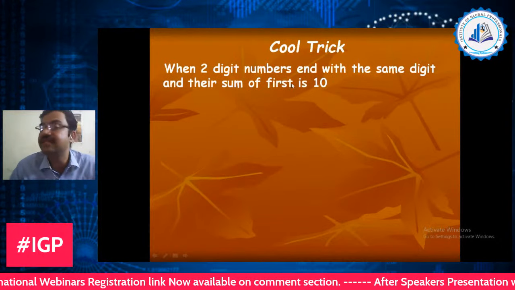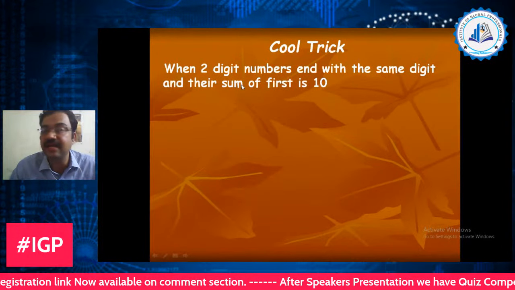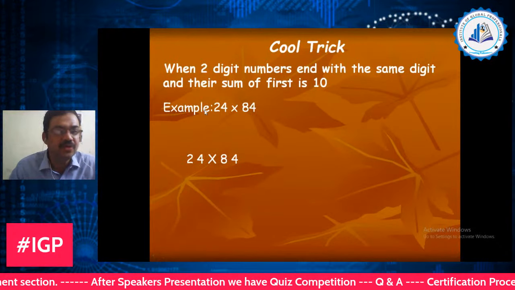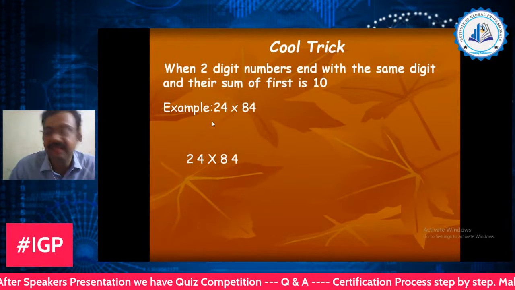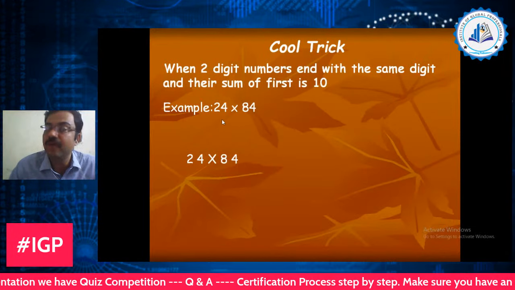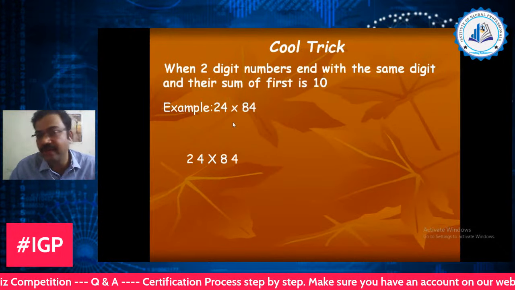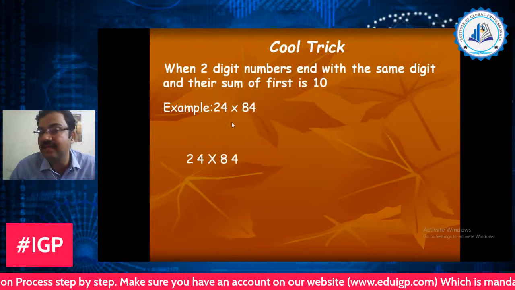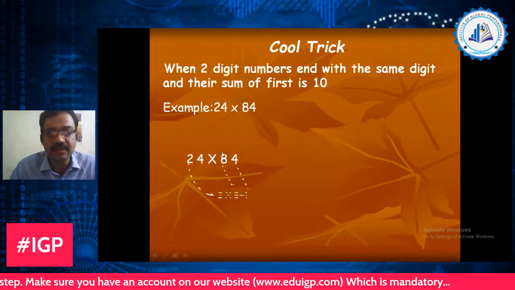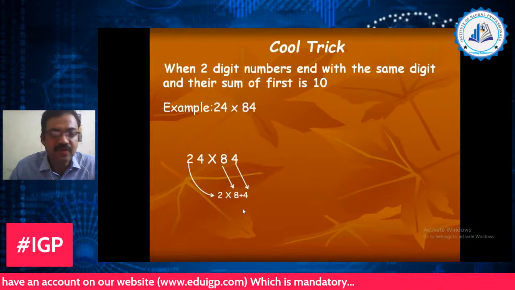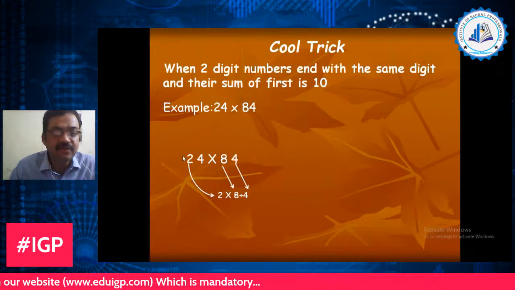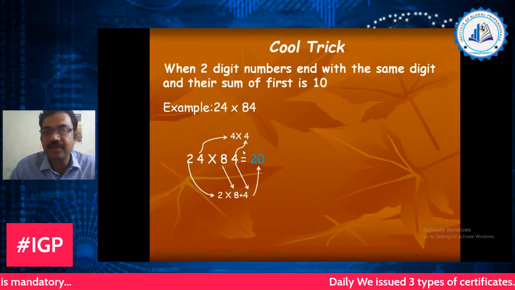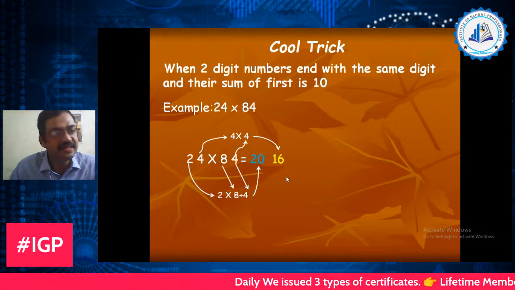When two two-digit numbers end with the same digit and the sum of the first digits is 10, that is the reciprocal of the previous method. Now let us take one example to understand this method. If we want to multiply 24 by 84, the sum of the first digits is 10, and the last digit is 4. First we multiply 2 by 8, which is 16, and add the same digit 4, so we get 20. Then the product of 4 by 4, 4 into 4, is 16.